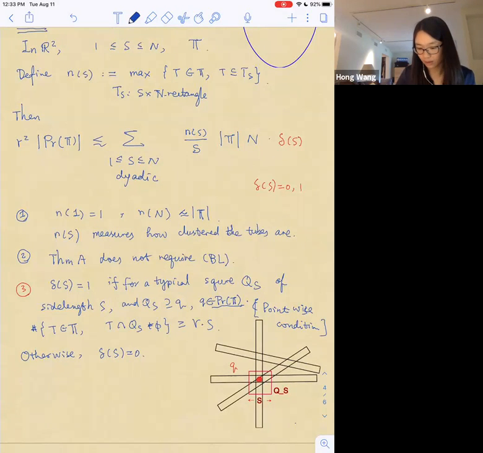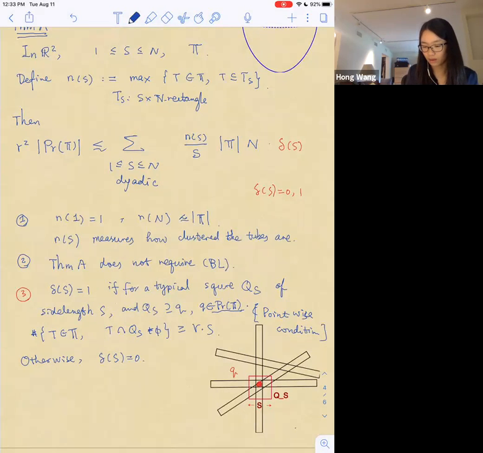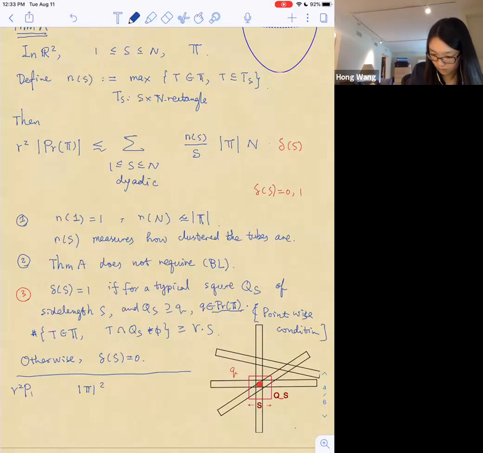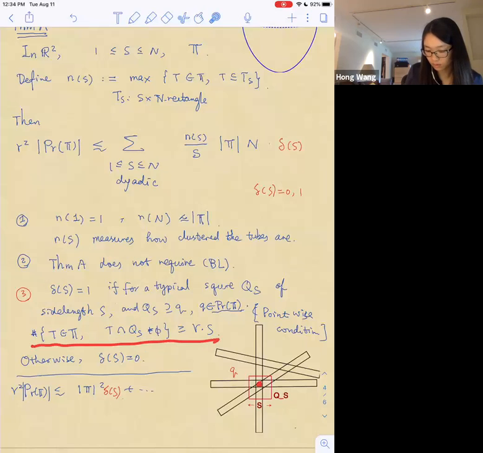To better digest this delta S, we will look at when S equals capital N. The right-hand side will become T squared divided by N times N, so this will cancel out, and times the delta S. But remember that we take value 1 only if this condition holds, which means that here the left-hand side will become all the tubes T, which implies that T should be bigger than R times N.